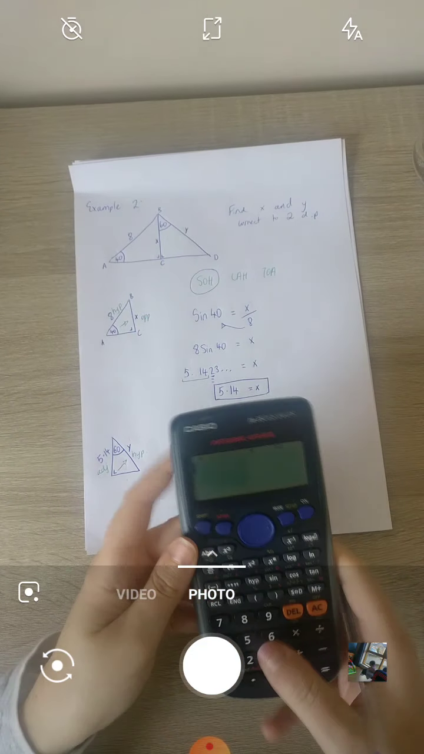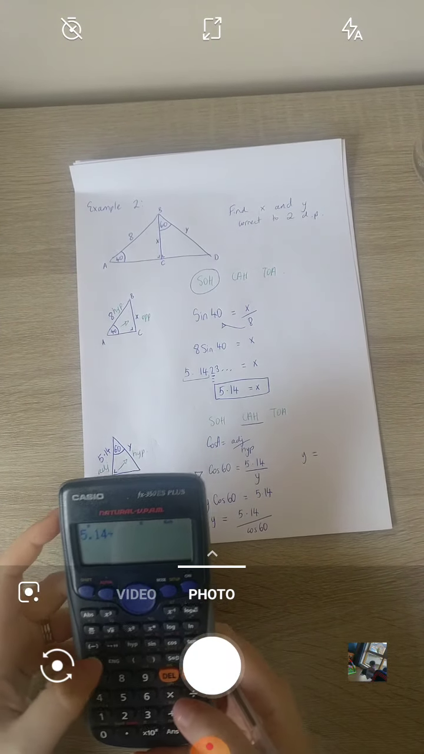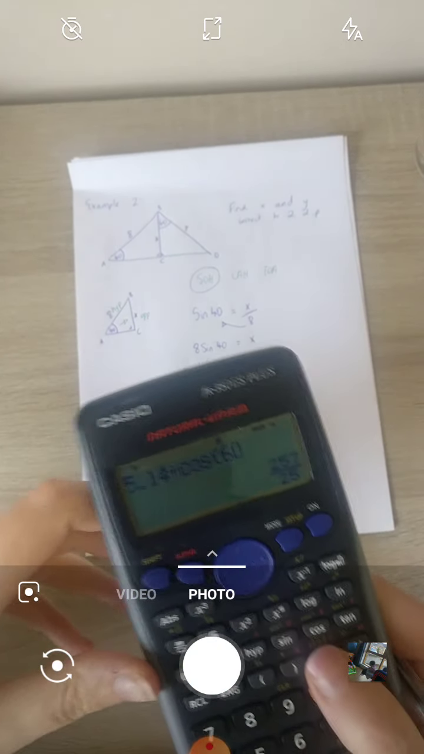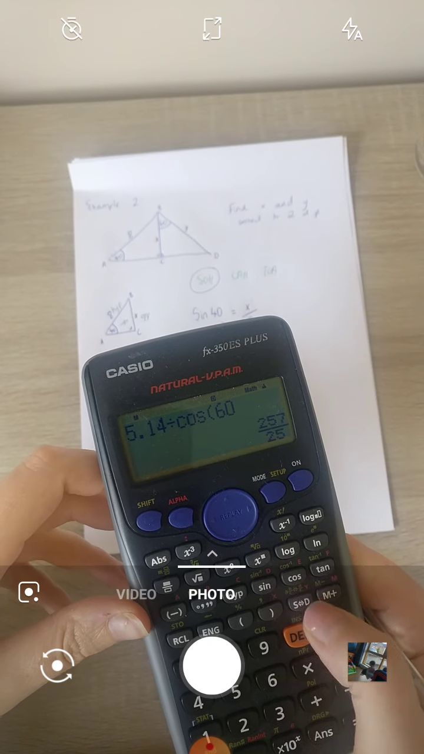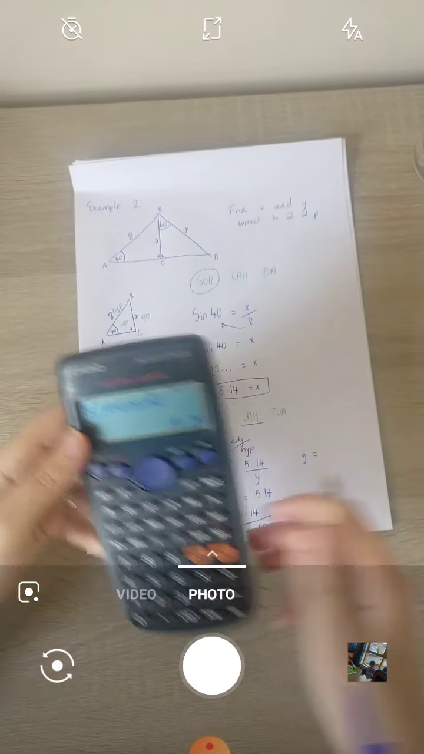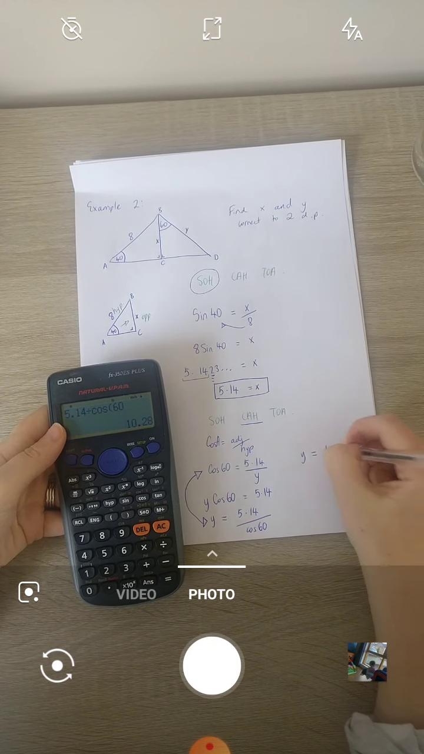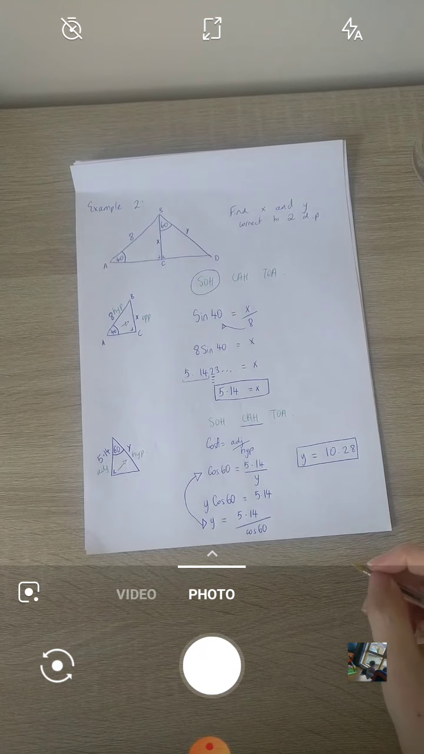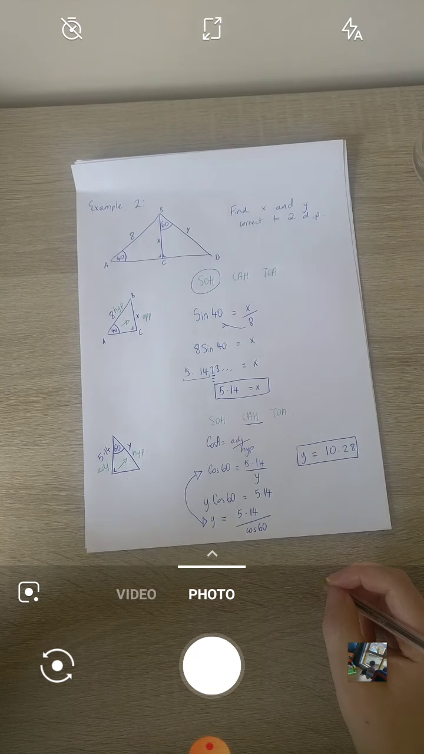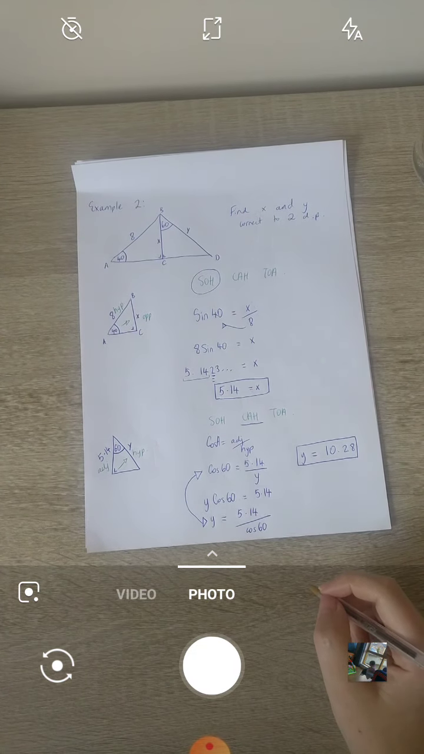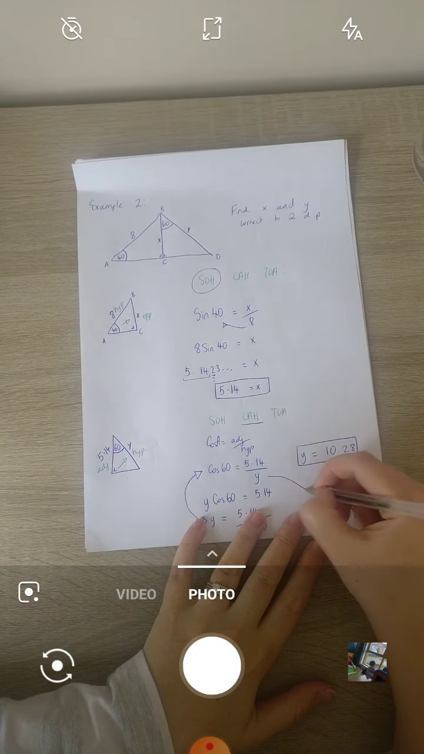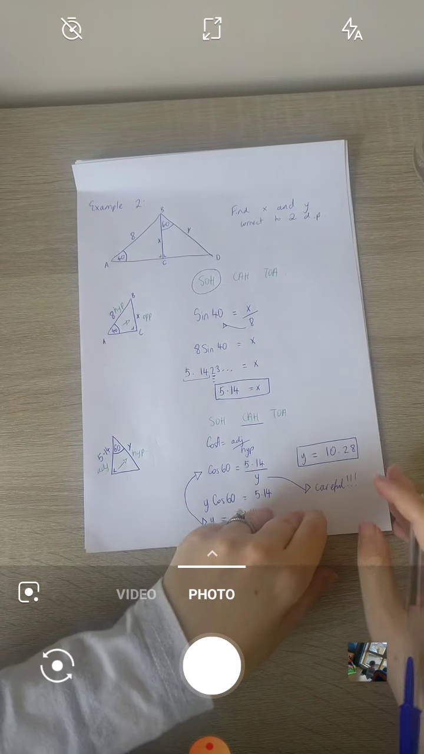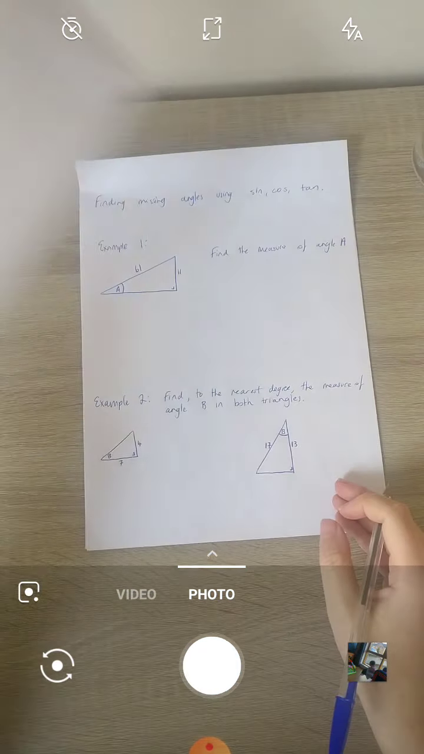So 5.14 divided by cos of 60, and I got a fraction, so I need to press the change button. Okay, so 10.28 is the y value here. Okay, so a little bit more work with that one. Okay, so just be careful here when the variable is the denominator of the fraction.